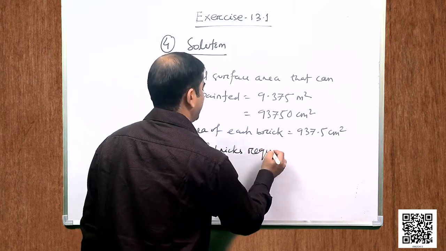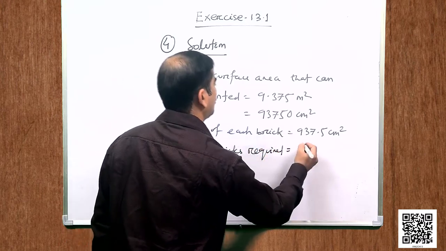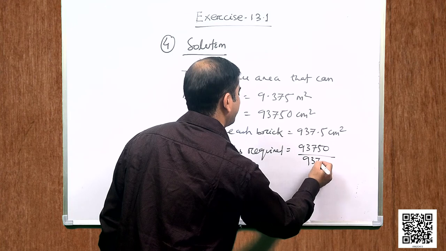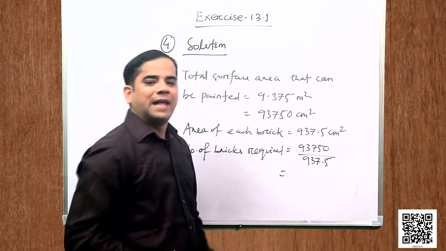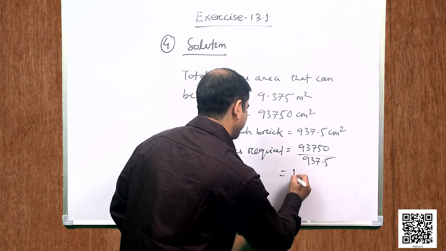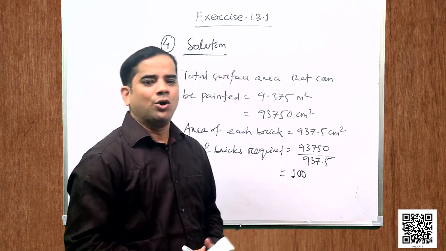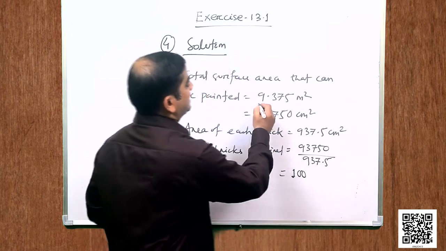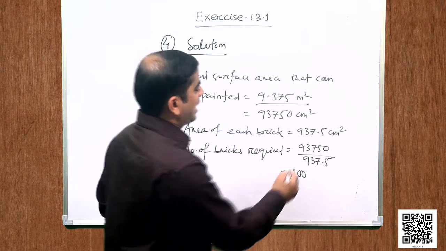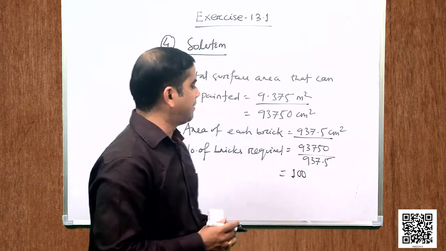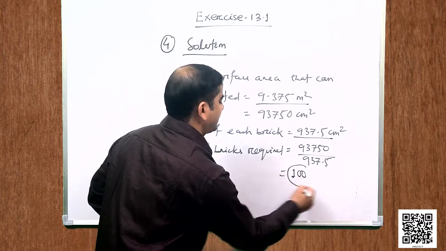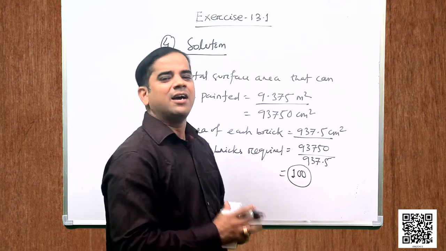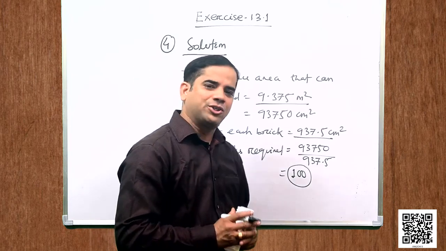So to find out the number of bricks, number of bricks required is equal to 93750 divided by 937.5, that gives us 100 bricks. So 100 bricks can be painted out of the container. We have this much area to be covered, and as each brick has an area of 937.5, 100 bricks can be covered or painted using the paint that is in the container. Fine. Hope you have understood this.